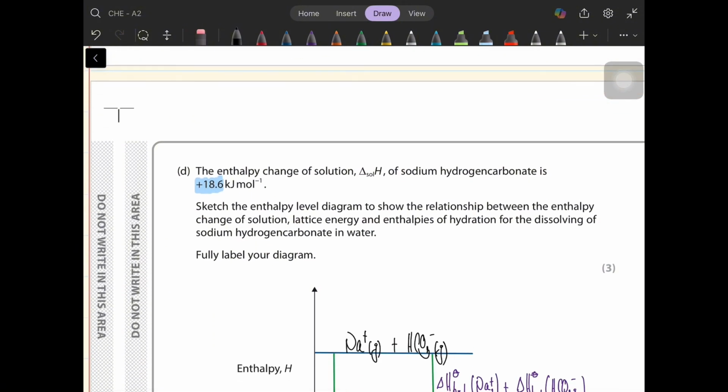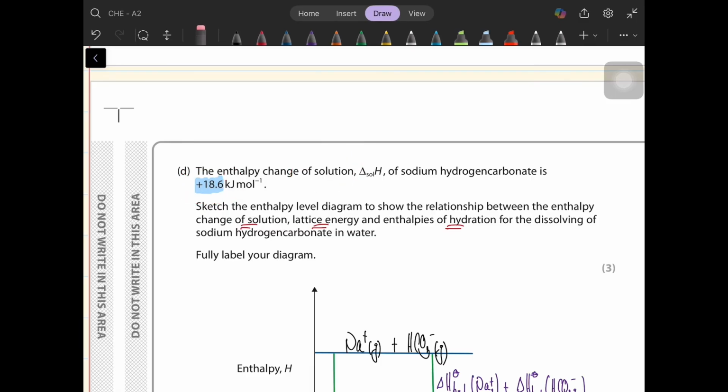The enthalpy change of solution, delta H solution, of sodium hydrogen carbonate is this. Sketch an enthalpy level diagram to show the relationship between enthalpy change of solution, lattice energy, and enthalpies of hydration for dissolving, right?